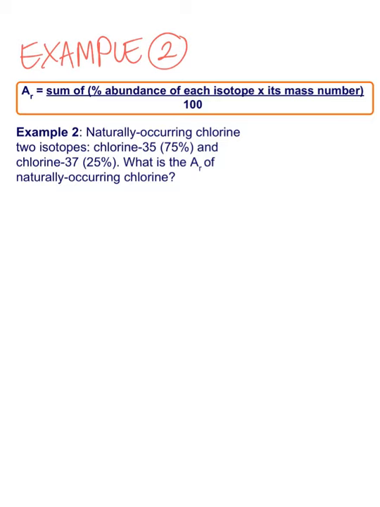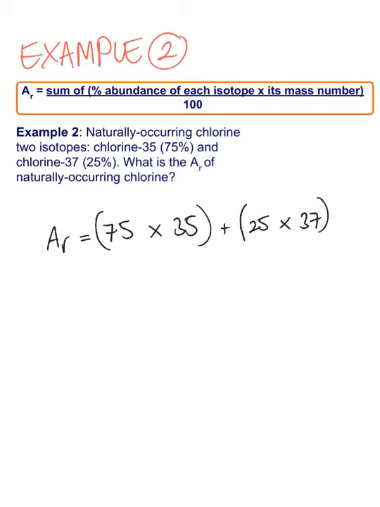So the sum is going to be AR. And it says the sum, so we need the percentage abundance of each isotope. We've got 75% of chlorine 35. We've then got 25% of chlorine 37. You divide that by 100. So, final time, where I've got these numbers from: the percentage abundance of each isotope is 75 and 25. The mass numbers is the number that's directly in its name, so 35 and 37.